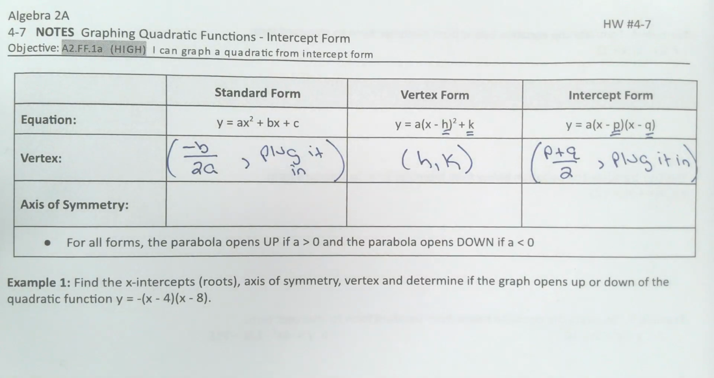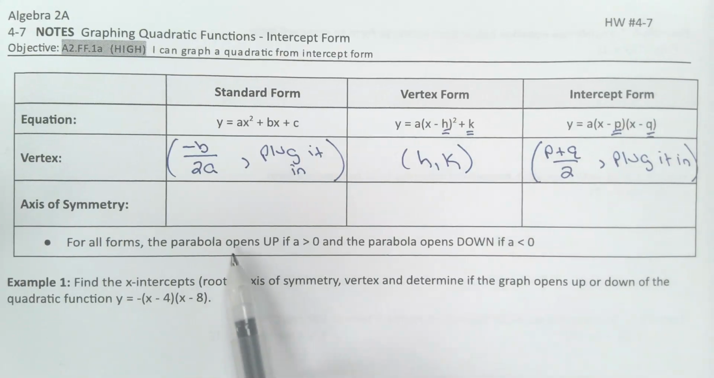Okay, so you got a vertex, right? And you got the axis of symmetry. So can you remind ourselves what in the world an axis of symmetry is? It's the line that cuts it in half, okay?